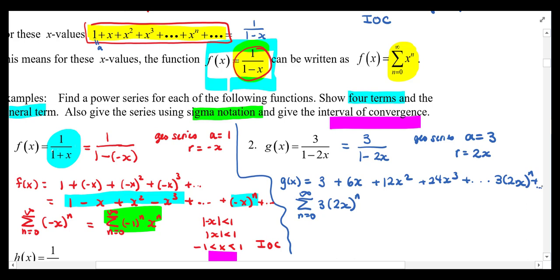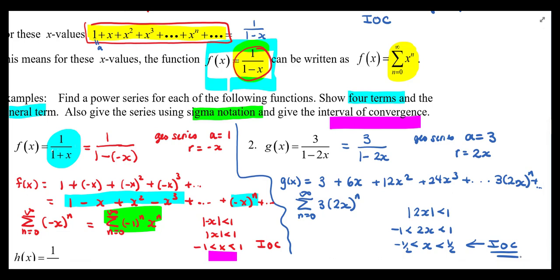This time for the interval of convergence, hopefully you can see that it's actually the absolute value of 2x now that has to be less than 1. I can break that up into this notation. I need to solve for x, so notice that my interval seems to go from negative 1/2 to positive 1/2. So values of x that are between negative 1/2 and positive 1/2 allow this to converge.